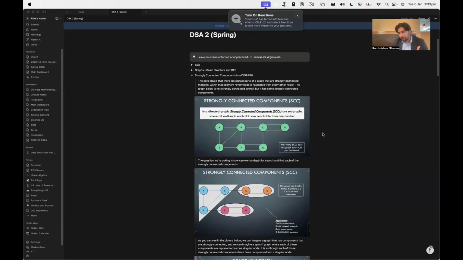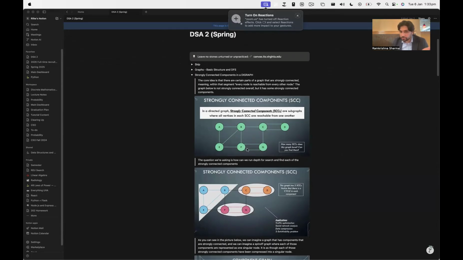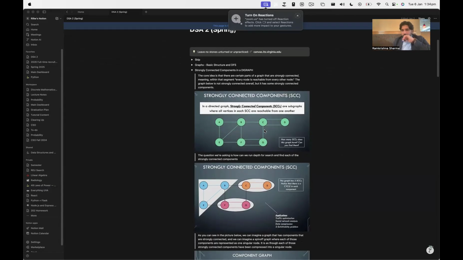So we see that property played out here if we're looking at, let's say, C and D and F and G, because if I'm on F, I can go to G, and if I'm on G, I can go to F. And that is true also for C and D. Now, that's also true for A, B, and E, because if I'm on B, I can go to E. If I'm on E, I can go to A, and I can reach every node from every other node. That's a good heuristic for trying to understand what a strongly connected component is.